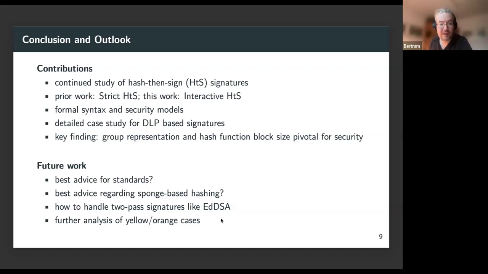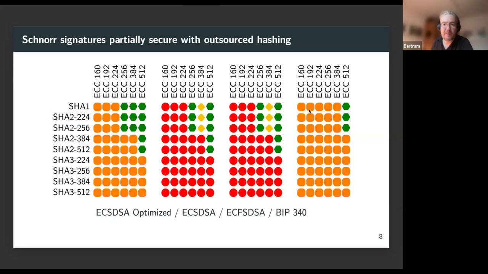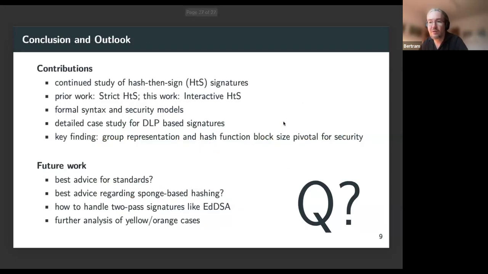And the last open thing would be separating more the yellow from the orange cases. So let me go back here. Yellow means we don't have results, and orange means we are almost there, but our attacks are not complete. So we don't consider it likely that there are attacks in the orange cases. And with this, I conclude my talk. Thank you.